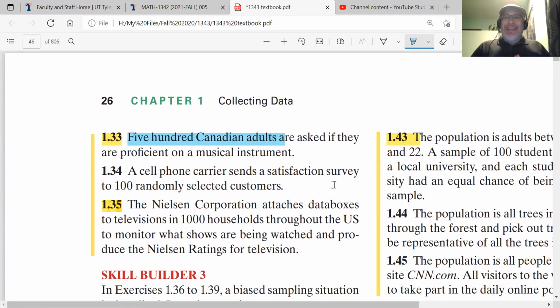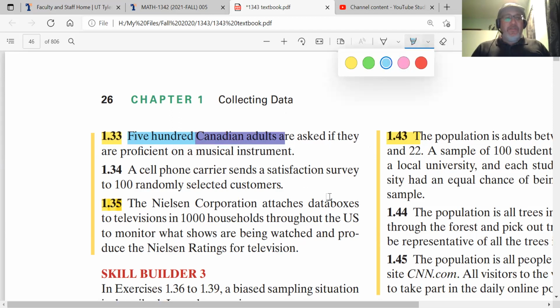And if that's the sample, then what should the population be that they are representing? If you said all Canadians, you would be incorrect. Because all Canadians would involve children as well, but they sampled 500 Canadian adults. And so the population that this sample is representing are all Canadian adults. Let's take a look at question 35.